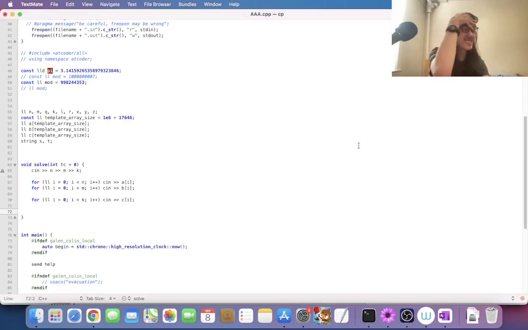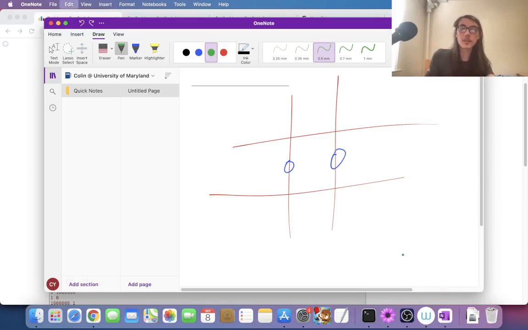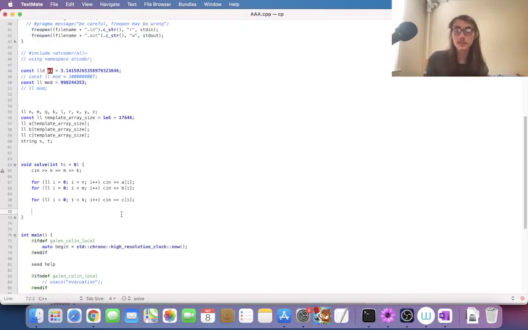Okay, so let's start with vertical. Let's only consider the x coordinates of people. So we're going to try to find the people that are inconvenient via this and so on. Okay, good. It is between 0 and 10 to the 6th. I do like that they did that. That is nice.